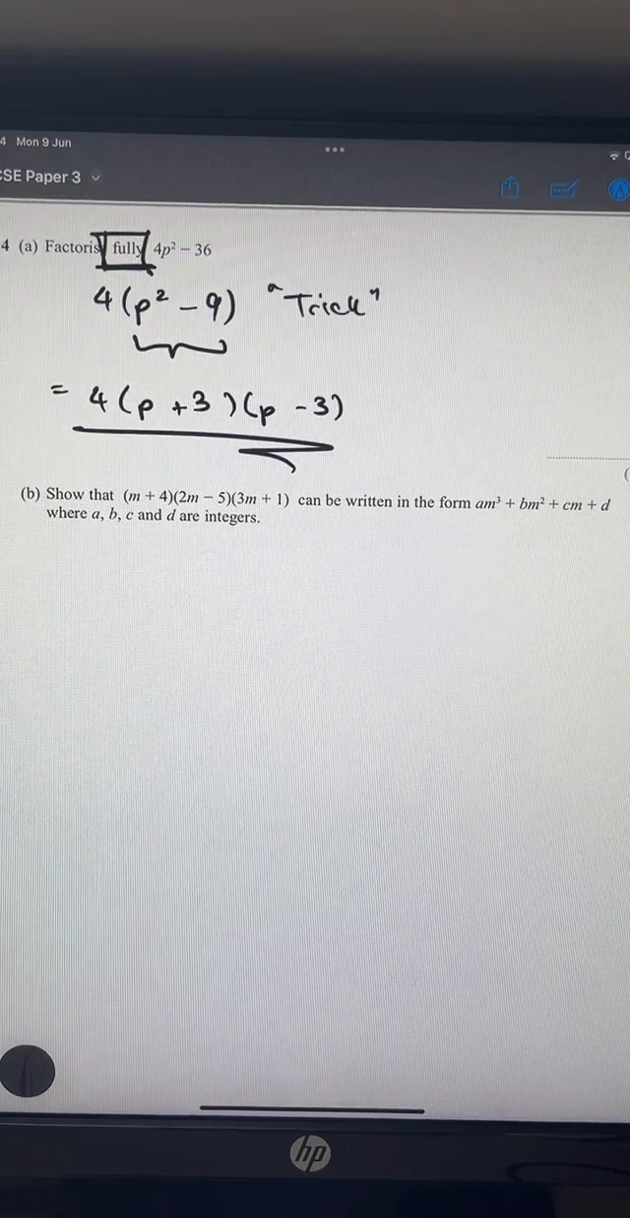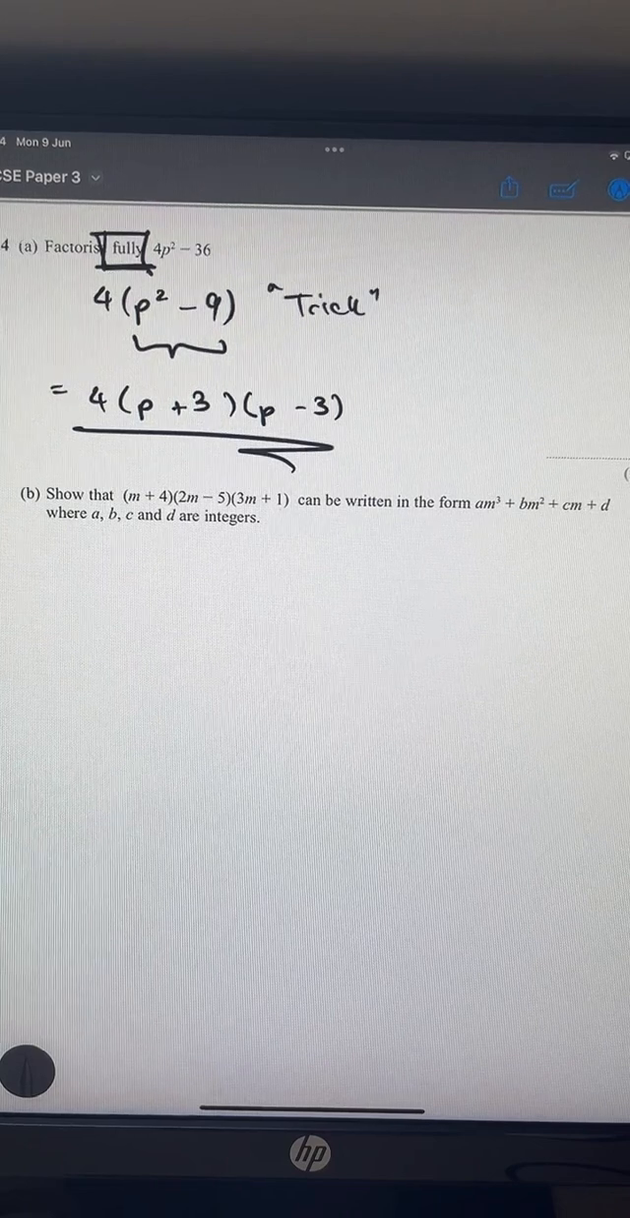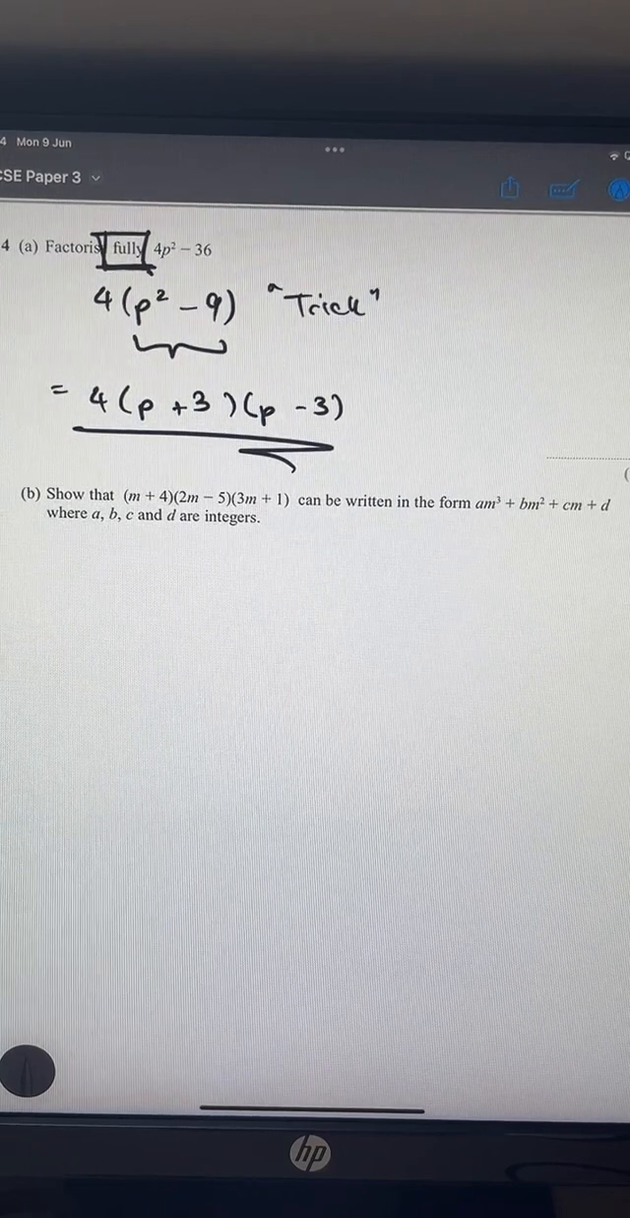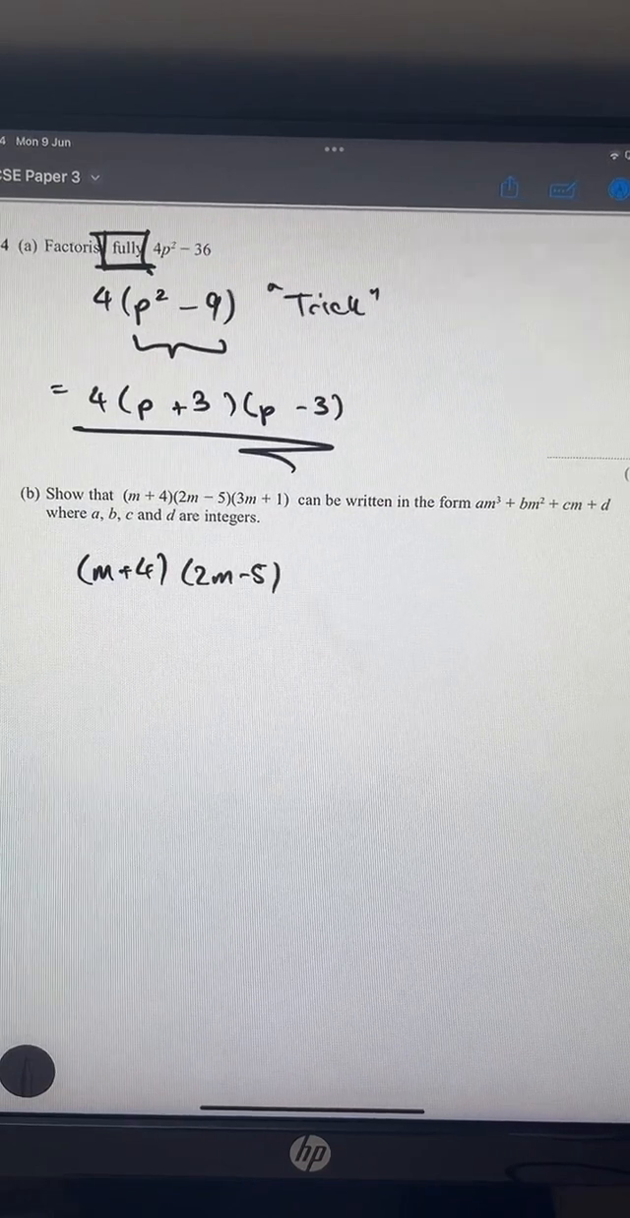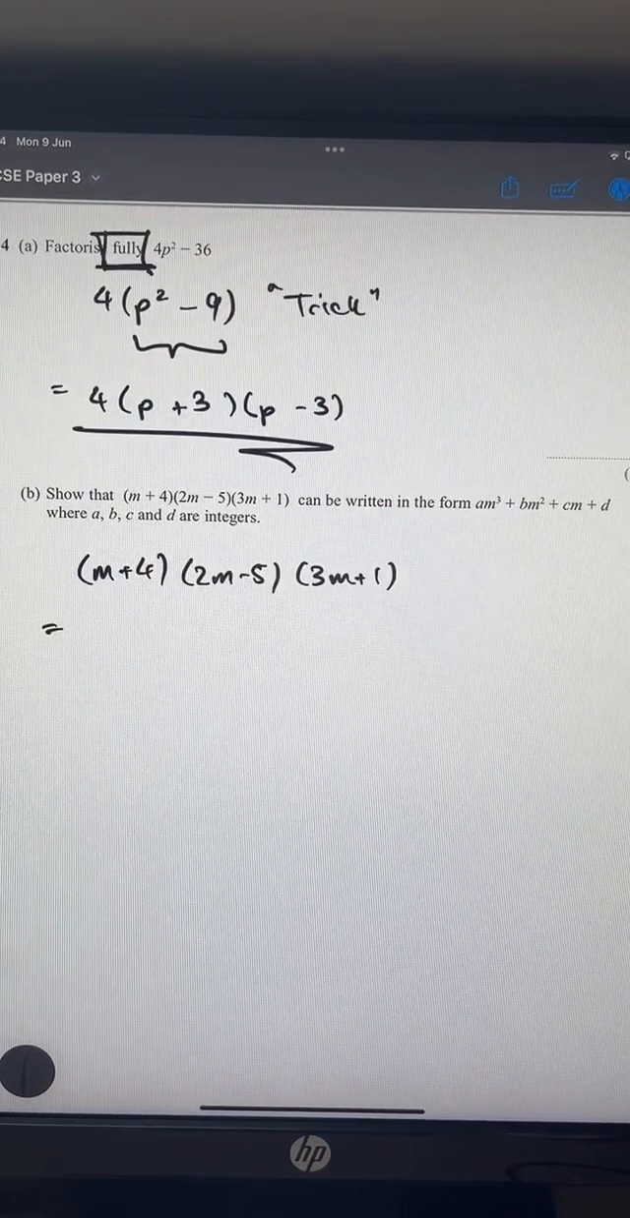So the only thing we can really do is expand this, right? I just see this and I'm just going to think, okay, expand it. So m plus 4, 2m minus 5, and 3m plus 1. Some people can just do it like a multiple at one go. I like to just do it a bit separately just so I don't make any silly mistakes, all right? So I'm going to expand the first set of brackets first.